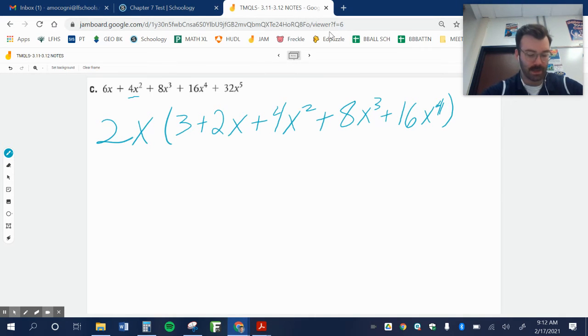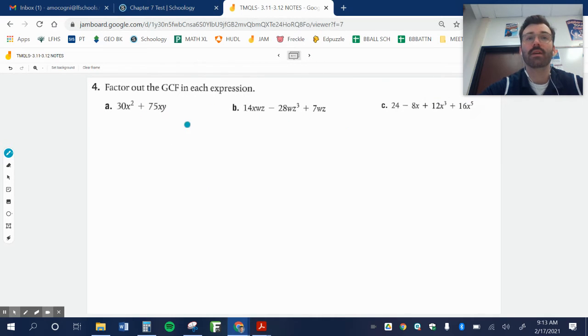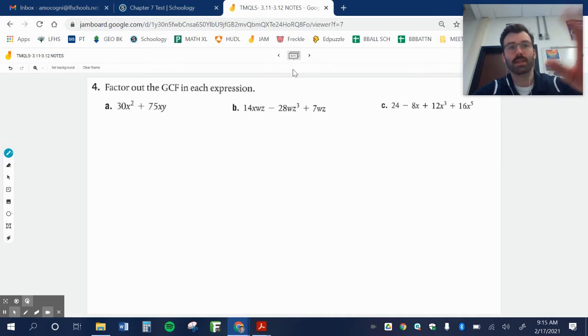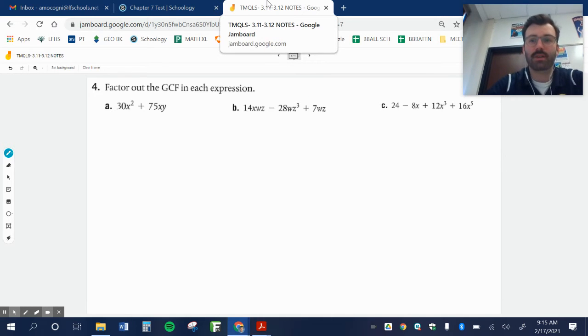All right, so now it gives you how it works. Find the greatest common factor of the terms. This is the product of the GCF and the coefficients. Write the GCF in front of the parentheses. We've just been doing that. Let's keep going. Factor out the GCF of each expression.